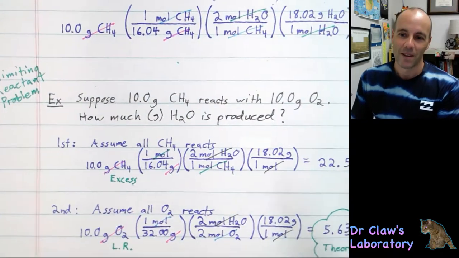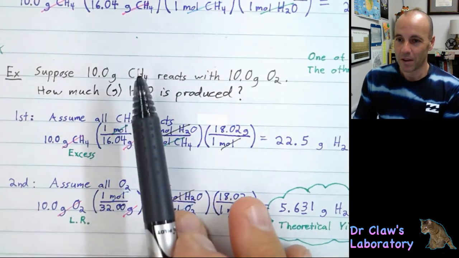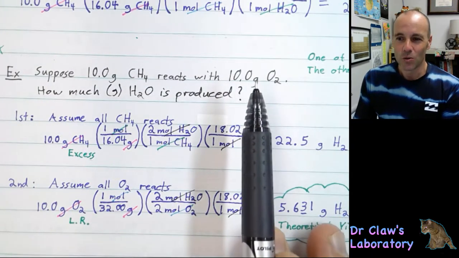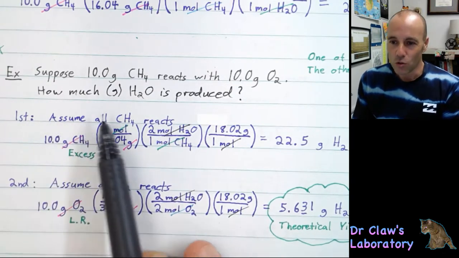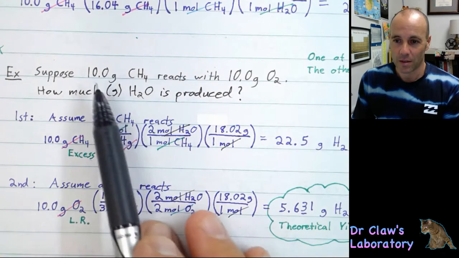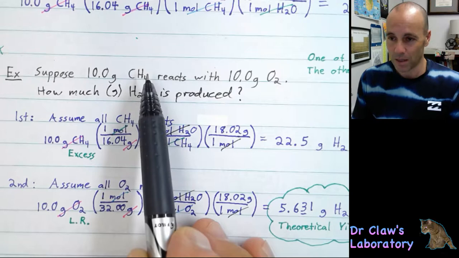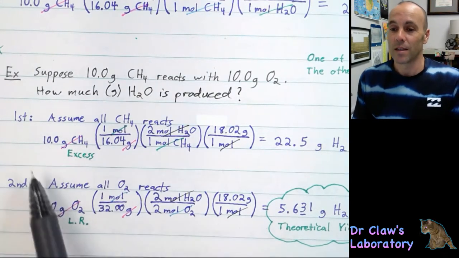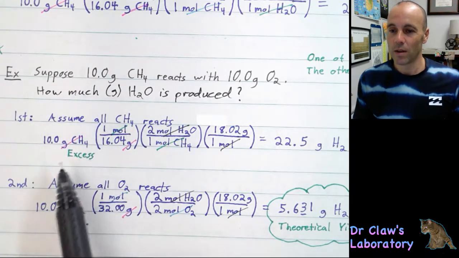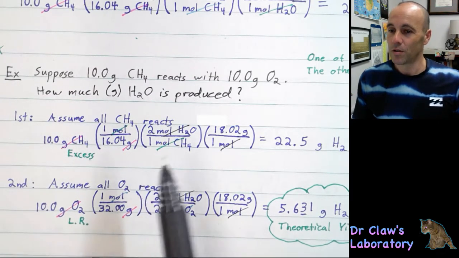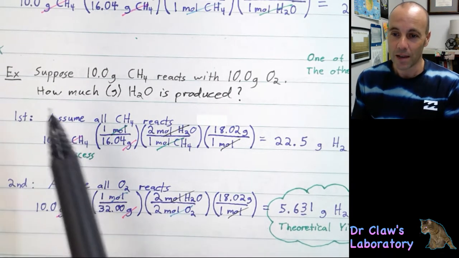All right. Now, a good way to approach the limiting reactant problem when you have this situation is to just do two calculations. So in the first calculation, we're just going to assume all of the methane does react. So assume all of the 10 grams of methane reacts. Now, it doesn't mean that it has to. Let's just assume that it does. And in the second calculation, we'll assume all of the other reactant reacts. So we'll do the calculation twice, and it turns out that one of the answers is going to be the right answer. So let's see how this goes.